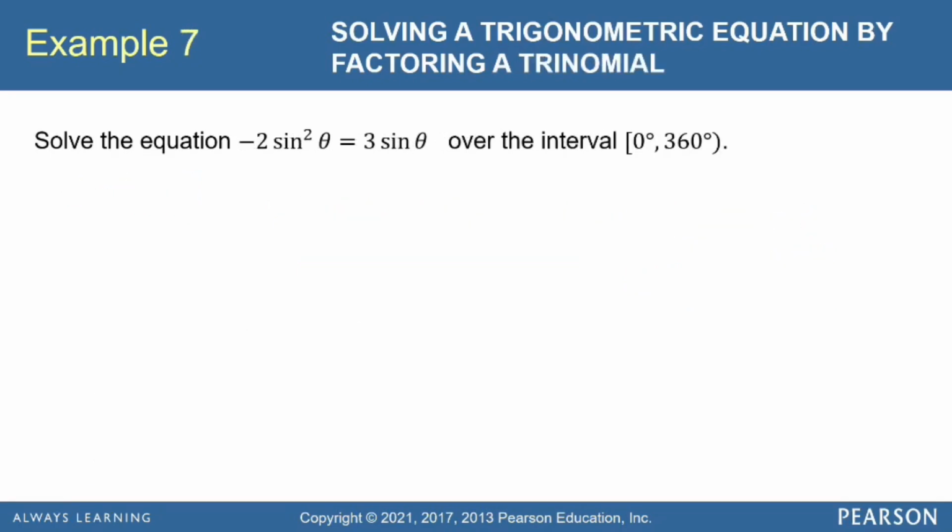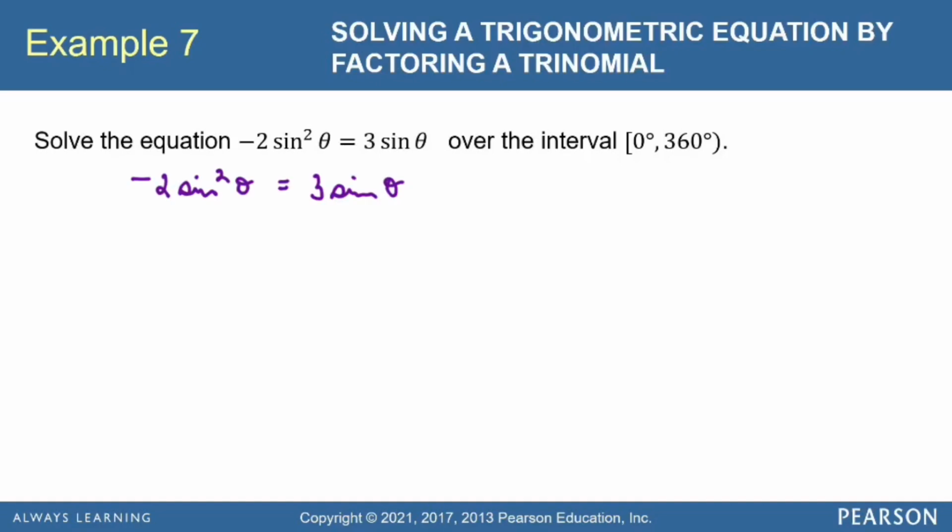Okay, so here is example 7, and this one says solve the equation -2 sine squared theta equals 3 sine theta over the interval from 0 to 360 degrees. Now again, this one is nonlinear in form because we do have a squared function here. So we're going to be doing some factoring. Now for myself, if I have a squared term, I always prefer for that squared term to be positive because the factoring just seems more natural that way.